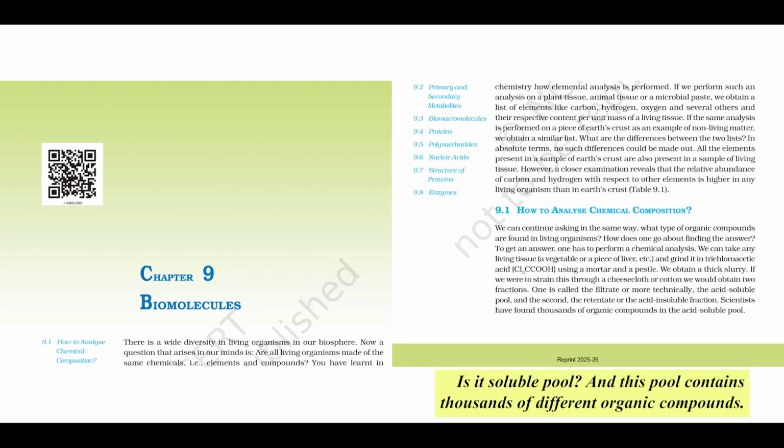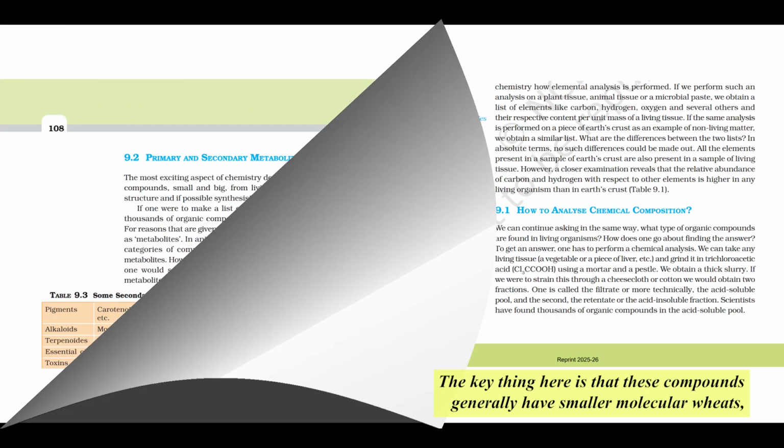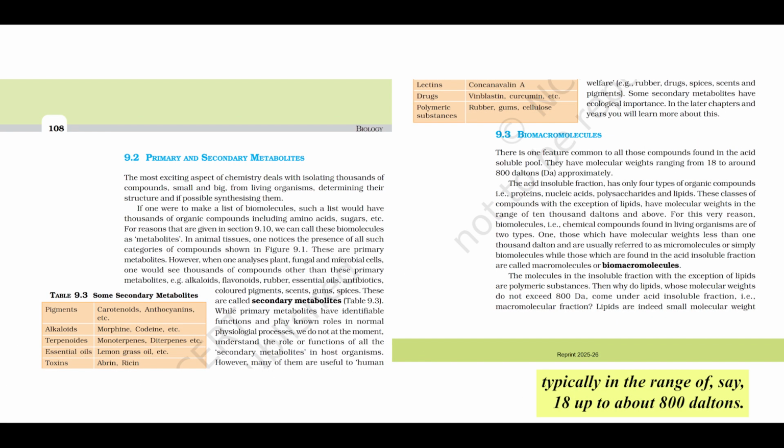Acid-soluble pool. And this pool contains thousands of different organic compounds. The key thing here is that these compounds generally have smaller molecular weights, typically in the range of, say, 18 up to about 800 daltons. So the small stuff goes through.